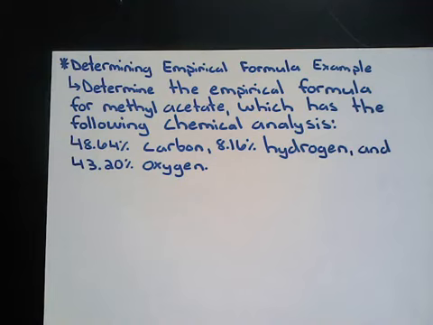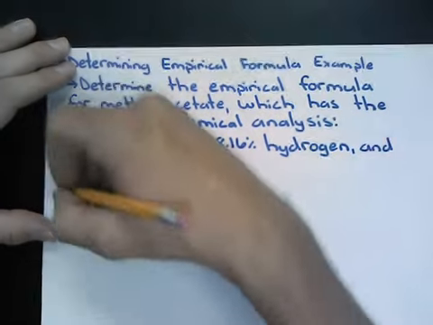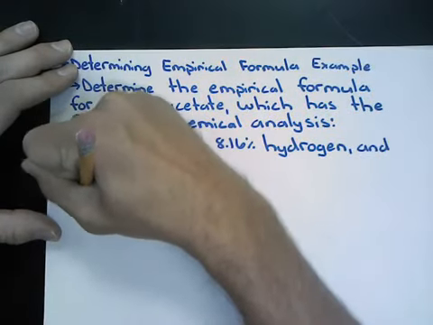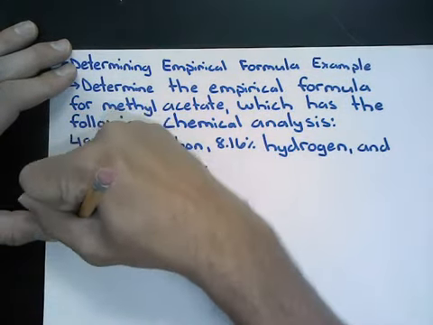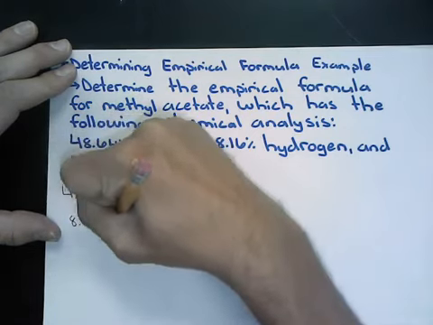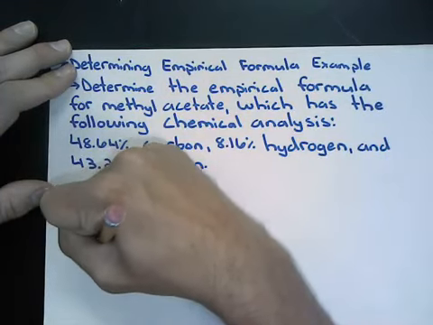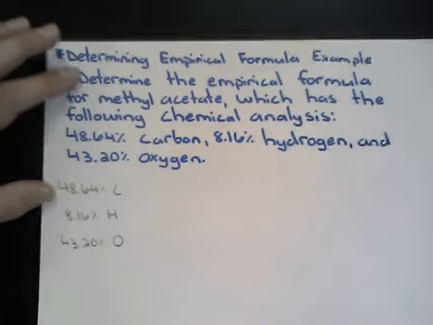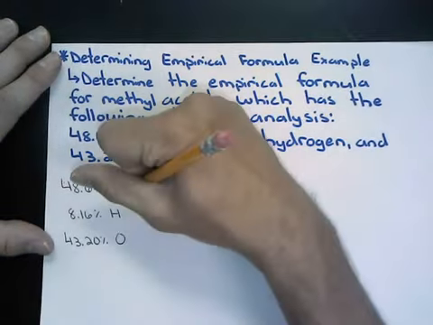It has 48.64% carbon, 8.16% hydrogen, and 43.20% oxygen. So the first thing that you're going to do is just write down the percent of each of these elements. So we have 48.64% carbon. We have 8.16% hydrogen. And we have 43.20% oxygen. And all we need to do here is convert percent to grams. So we literally just take the percent sign and change it to grams.